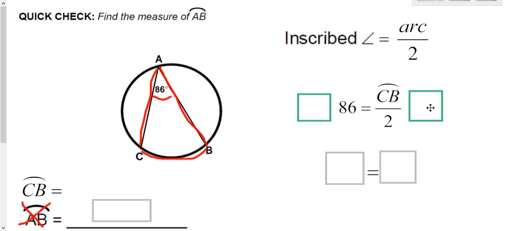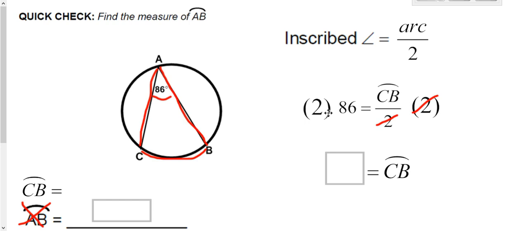The opposite of dividing by 2 is multiplying. I show it here with just parentheses, multiplying both sides by 2. All that happens over here is this multiplication cancels out this division. We get arc CB on this side. And then we multiply the 86 times 2 and get 172 degrees. So this arc is 172 degrees.